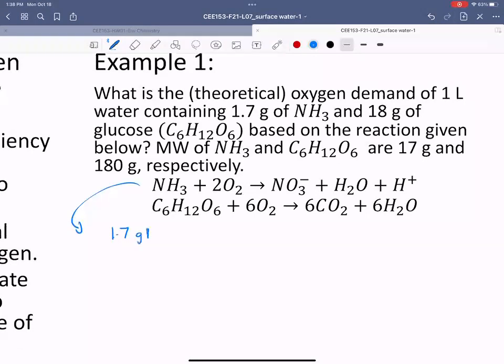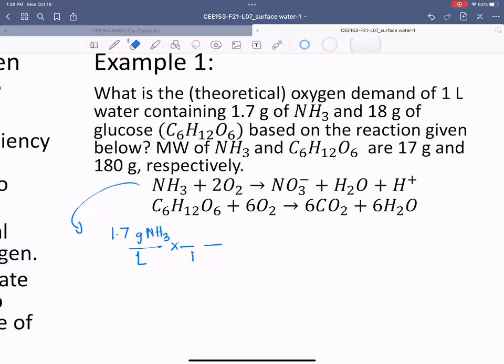1.7 gram of ammonia per liter of water. So how much oxygen can it consume if you have this much ammonia? You know that 1 mole of ammonia requires 2 moles of oxygen. So they are related molar way. So first you have to change grams to moles. So what is the molecular weight of ammonia? Anybody? Nitrogen is 14, hydrogen is 1, so 17.